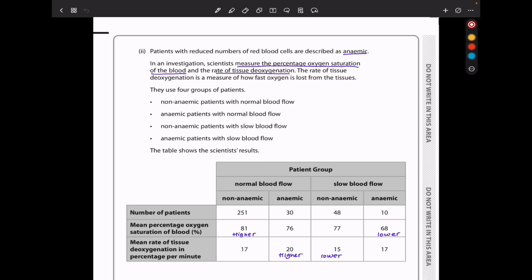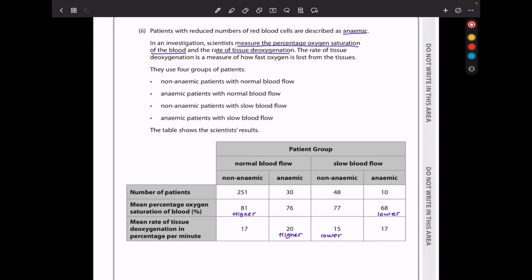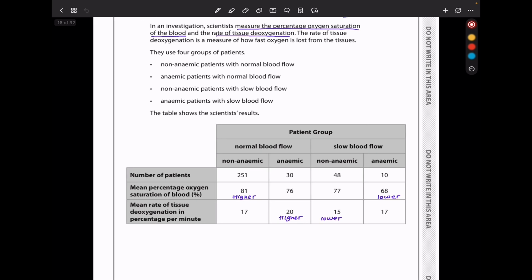Next they say, patients with reduced number of red blood cells are described as anemic. In an investigation, scientists measure the percentage oxygen saturation of blood and the rate of tissue deoxygenation. The rate of tissue deoxygenation is a measure of how fast oxygen is lost from the tissues. They use 4 groups of patients. Number 1, the non-anemic patients with normal blood flow. Then we have the anemic patients with normal blood flow, the non-anemic patients with slow blood flow, and the anemic patients with slow blood flow.